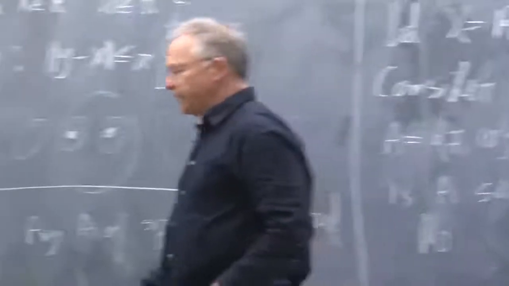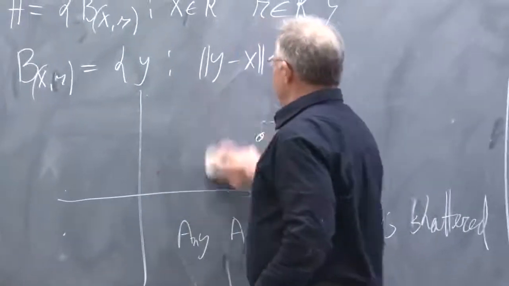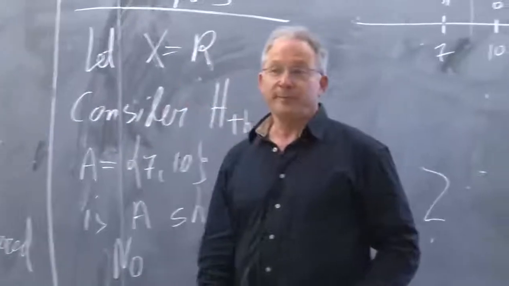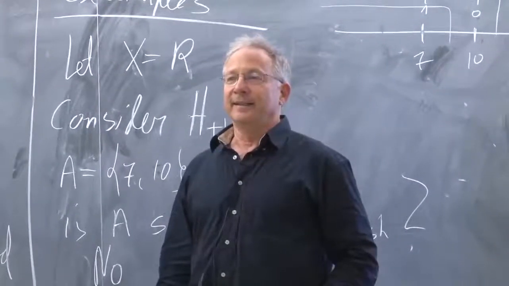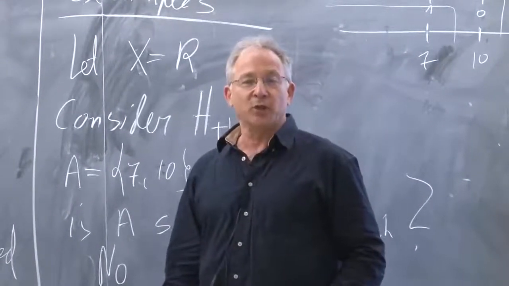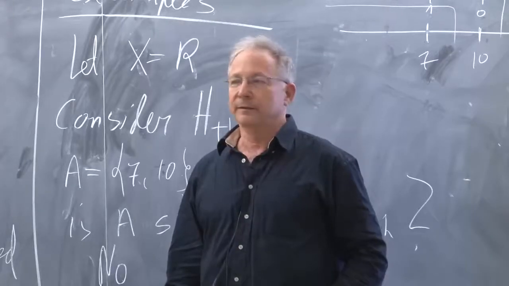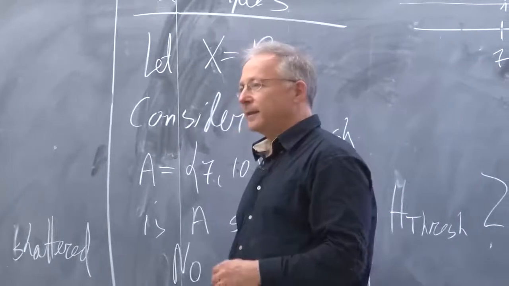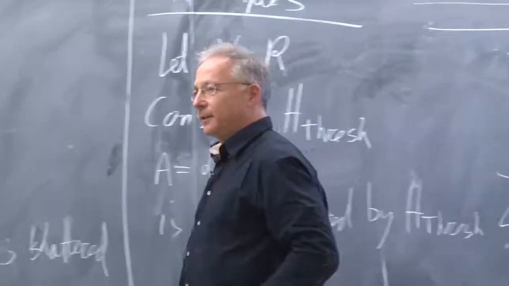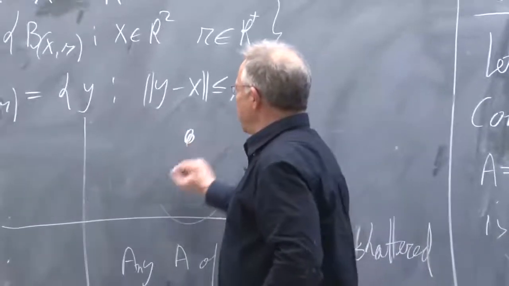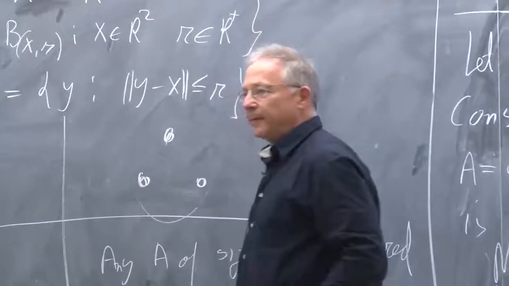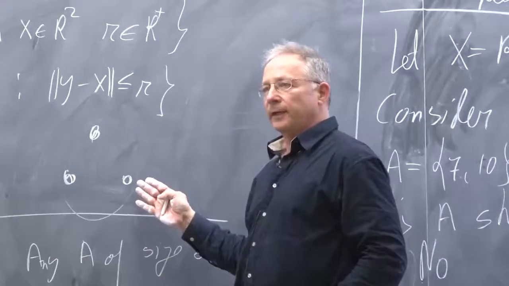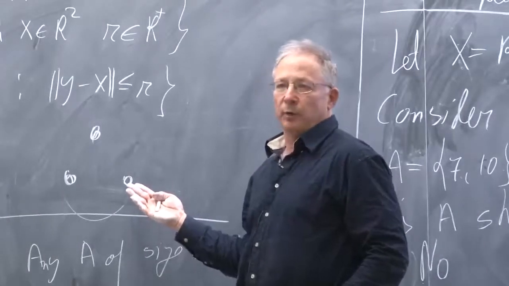What about sets of size 3? Can you show me a set of size 3 which is shattered, and a set of size 3 which is not shattered by the balls? Yes? The set of 3 points not in the same line is shattered. Right. So if I take 3 points which are not on the same line, it is shattered, because every subset can be captured by some ball.